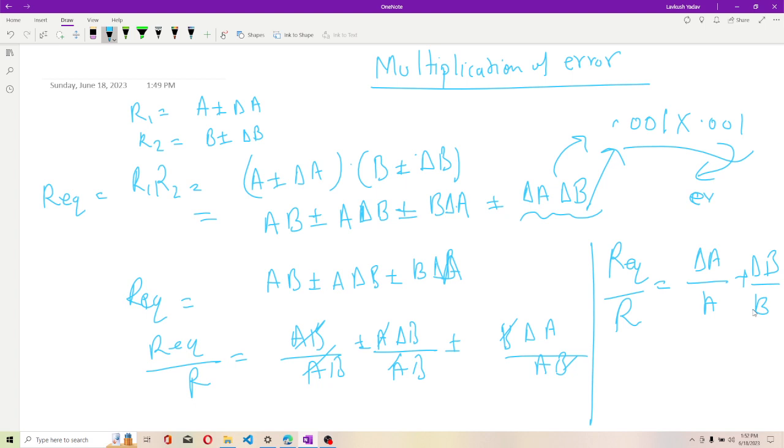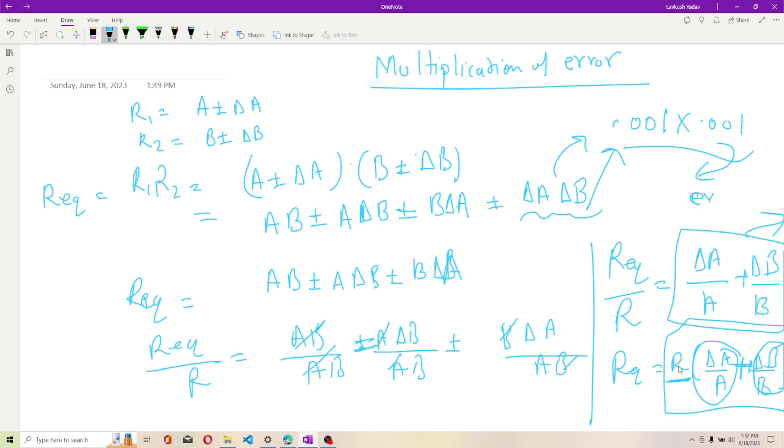Here we are taking the maximum error, that's why we have taken the positive sign. Now you can think why we have not taken the negative side, because their error is maximum, so that's why we are taking the positive sign only. Okay, so you have to know this. So these are the relative error of A, relative error of B, and R equivalent upon R is the relative error in the multiplication. So similarly, you can do it with division as well.